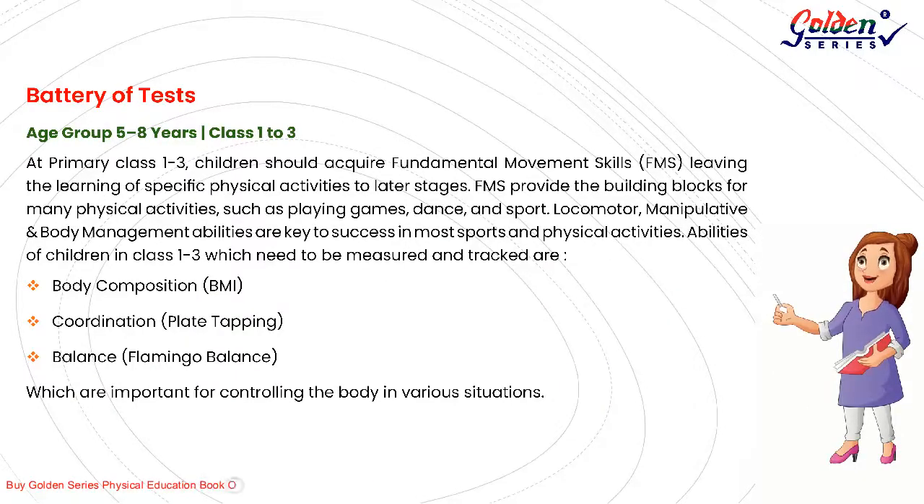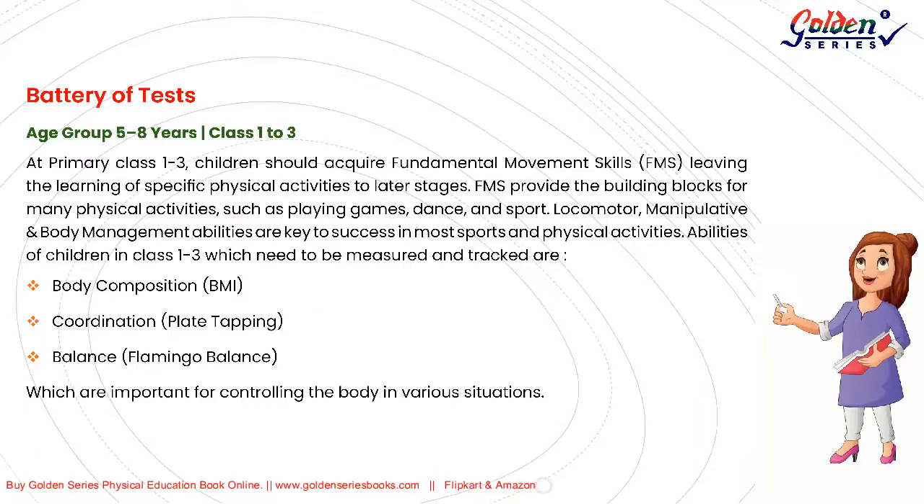Age group 5 to 8 years. Class 1 to 3. At primary class 1 to 3, children should acquire fundamental movement skills, FMS, leaving the learning of specific physical activities to later stages. FMS provide the building blocks for many physical activities, such as playing games, dance, and sport. Locomotor, manipulative, and body management abilities are key to success in most sports and physical activities.